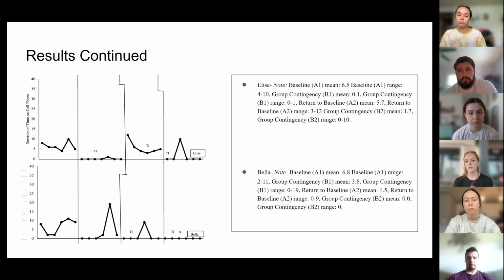And then for Bella, you will note that our mean was 6.8, ranging between 2 to 11 minutes. So we have moderate variability there. And then for our intervention 2 phase, you can see that all of the study data points showed 0 minutes of cell phone usage.